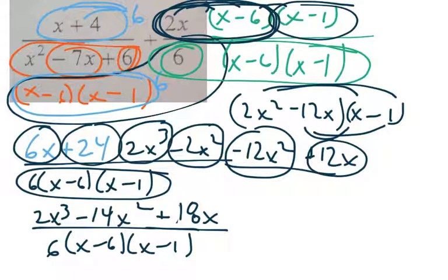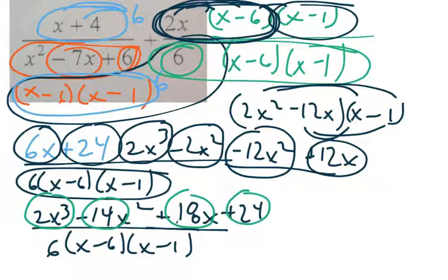And then finally, plus 24. Okay. Now normally again we would be done, but do you guys notice that all of the coefficients are even? So we're going to do a little trick I used to do in high school, and hope you can catch on to it. I'm just going to divide each of these by 2. So that divided by 2 is simply x cubed. That divided by 2 is negative 7x squared. That divided by 2 is 9x. That divided by 2 is 12.